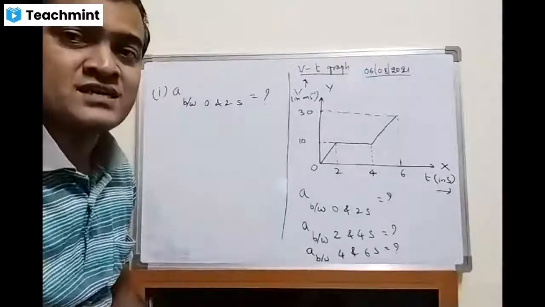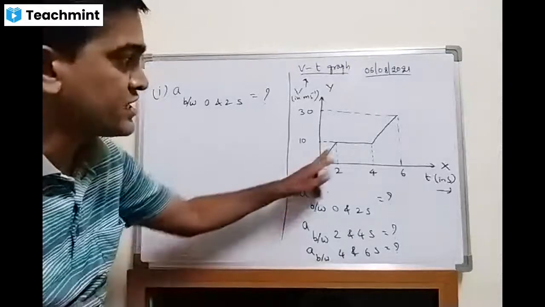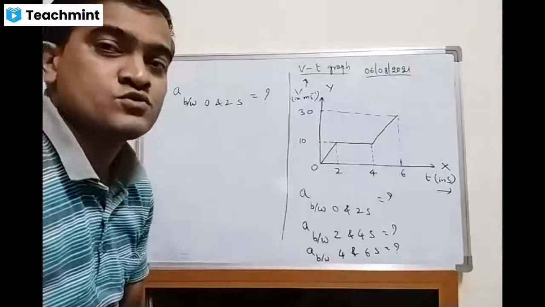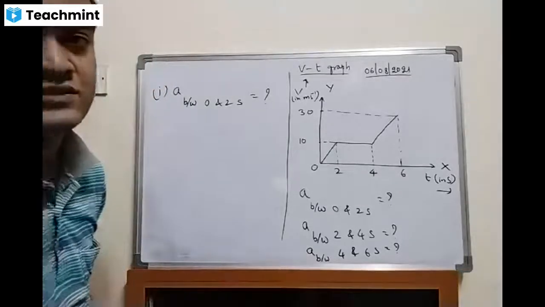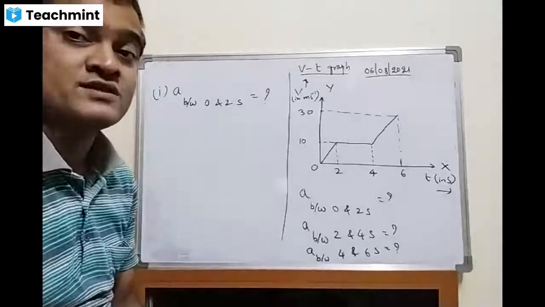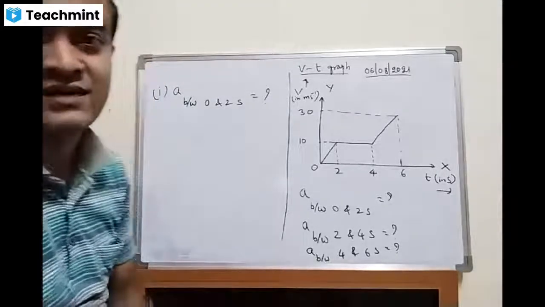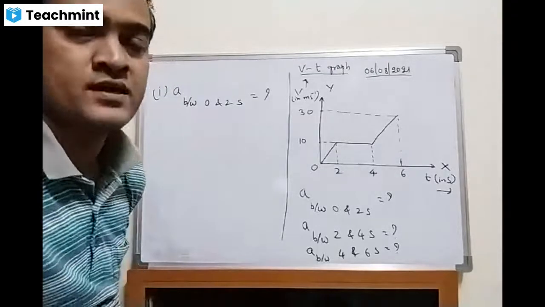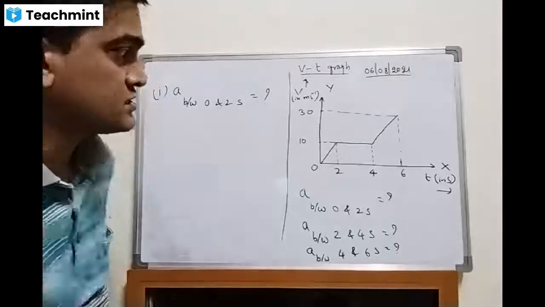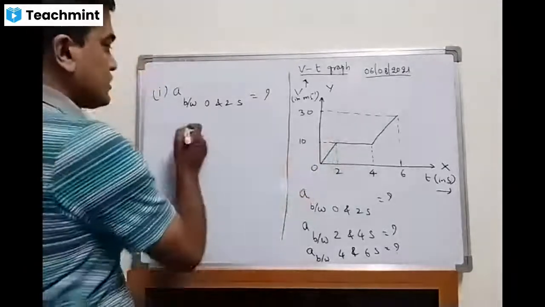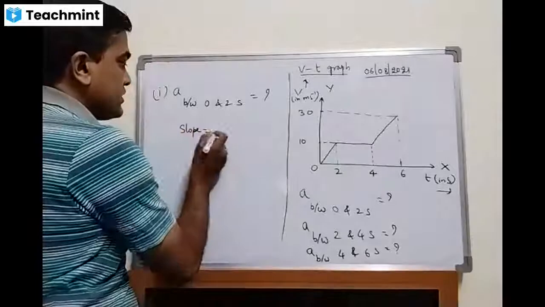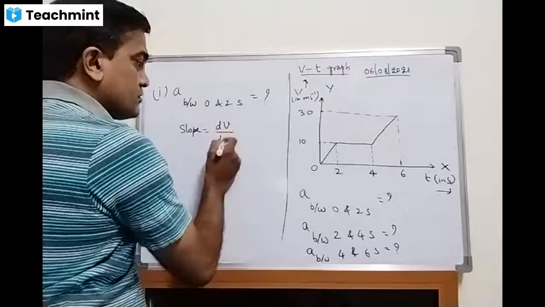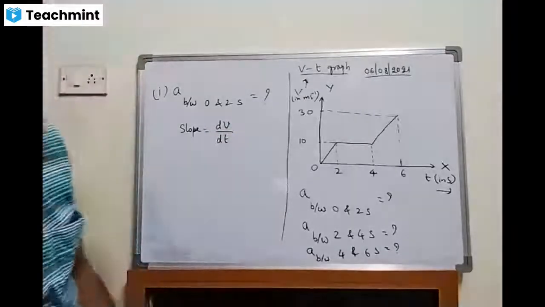Now remember the magical graphs. In the magical graphs, this straight line passing through the origin corresponds to which graph out of those four graphs? Constant slope, the second graph. In the second graph, slope is equal to constant. Now in this case, slope is nothing but dv by dt.